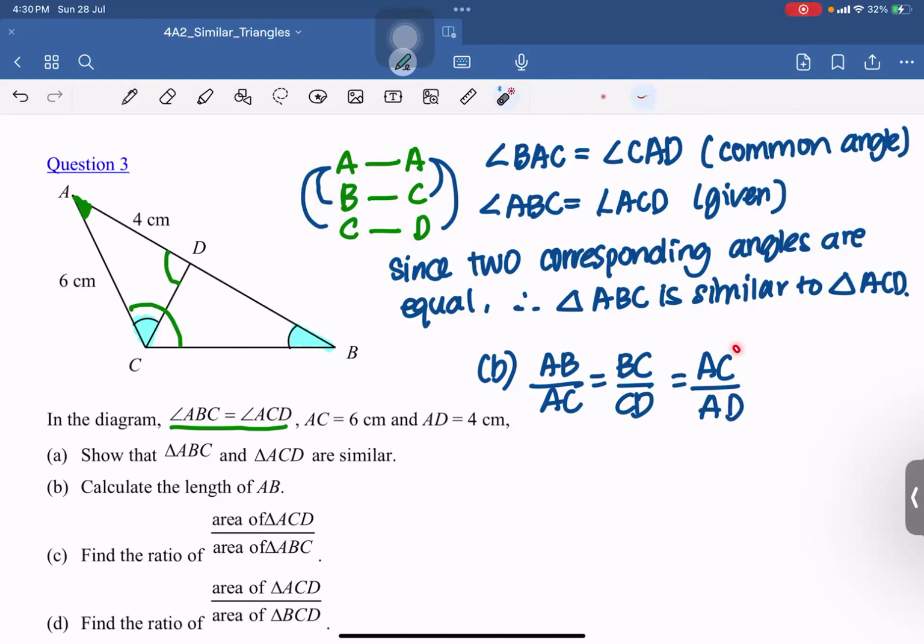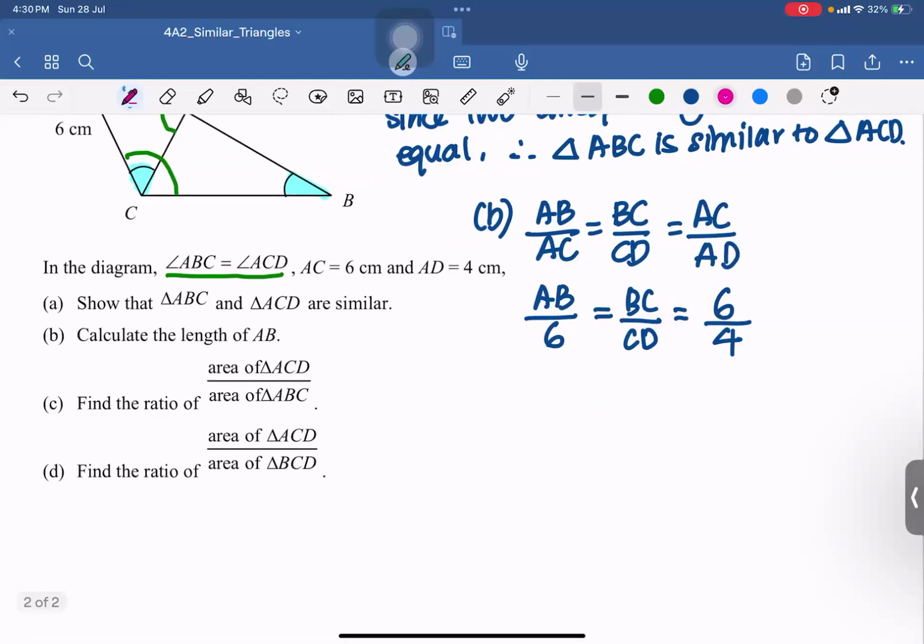Okay, so I have all the sides of triangle ABC on top and all the sides of triangle ACD below, right? So let's fill in some numbers. I don't have the length for AB, so AB is just AB. AC is given to be 6 cm. BC, I do not know. CD, I also don't know. AC is 6 and AD is 4. Hence, we can use these two ratios to solve for the value, right? So I have AB over 6 equals 6 over 4.